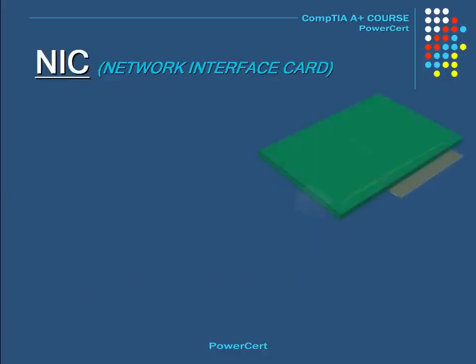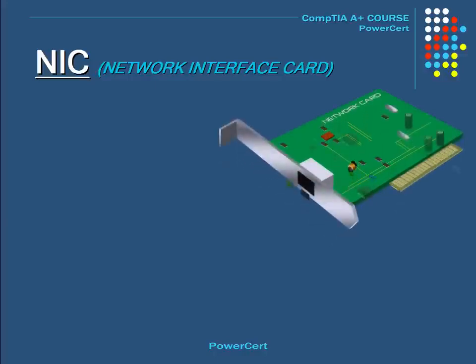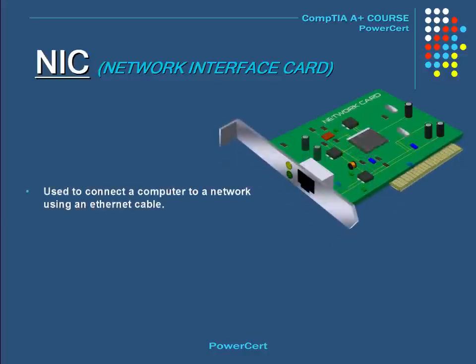Another type of adapter card is a network interface card, or NIC, and this is used to connect a computer to a network by using an Ethernet cable. It's basically a circuit board with a network adapter that is installed on your computer, and its job is to convert serial data into parallel data so the computer can understand it.